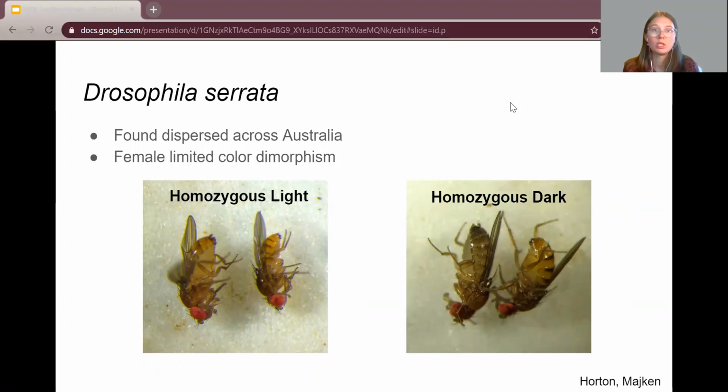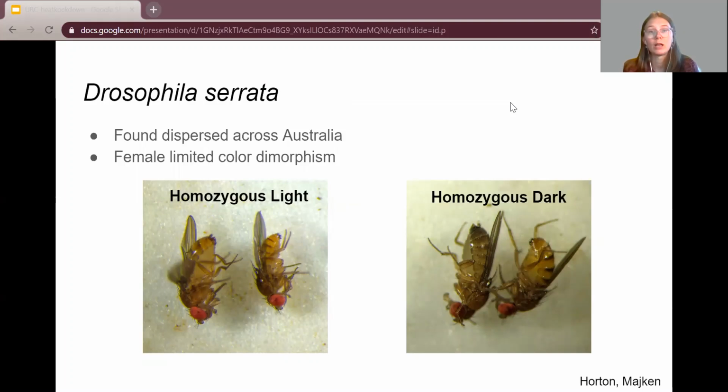Polymorphism is seen in this species as a difference between sexes, but Drosophila serrata are a bit different than most sexual polymorphs. In the left photograph, we see homozygous light flies. Females on the left and males on the right. Both appear light, which makes sense. In the right photograph, we see homozygous dark flies. Again, the female is on the left and the male is on the right.